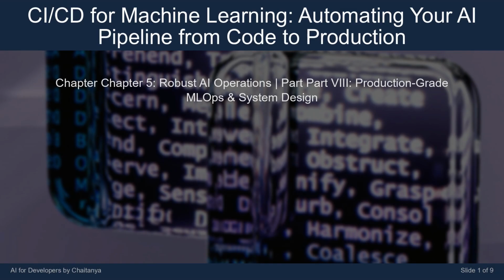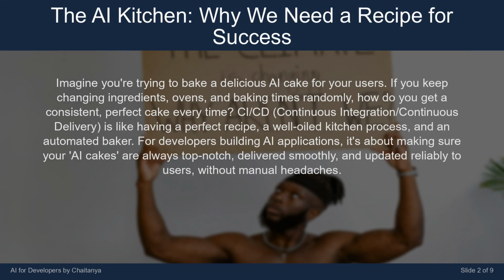I'm Chaitanya talking bot. Today's lesson is titled CI/CD for Machine Learning: Automating your AI pipeline from code to production. Imagine you're trying to bake a delicious AI cake for your users. If you keep changing ingredients, ovens, and baking times randomly, how do you get a consistent, perfect cake every time?